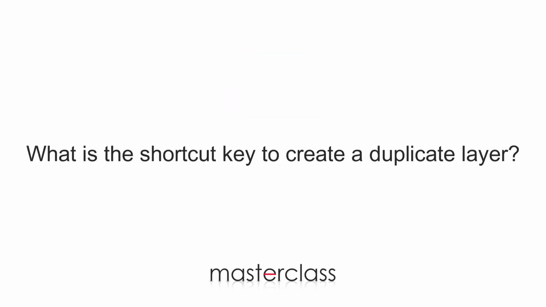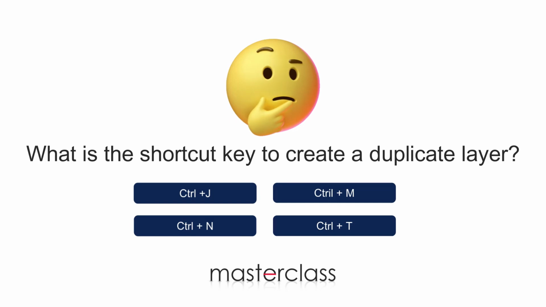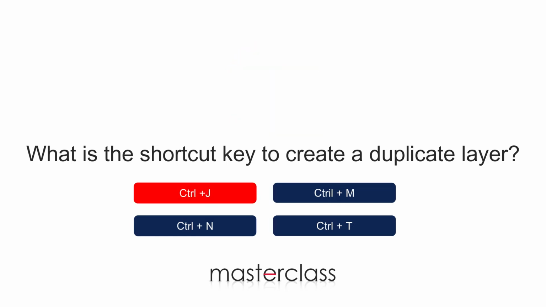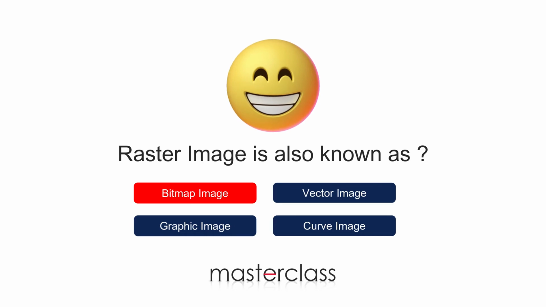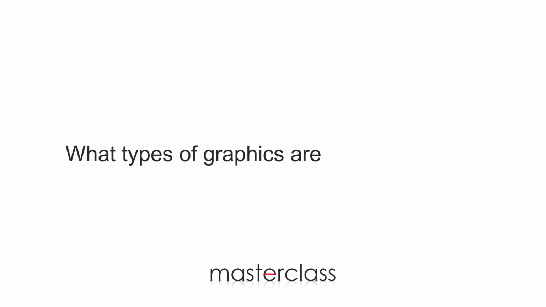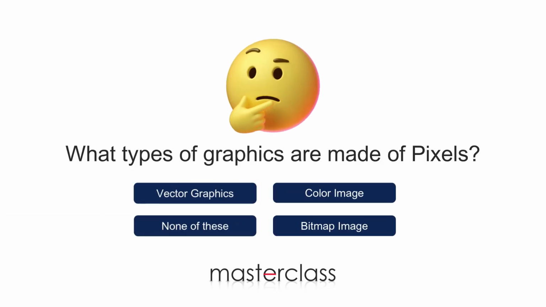What is the shortcut key to create a duplicate layer? Ctrl+J. Raster image is also known as bitmap image. What types of graphics are made of pixels? Bitmap image or raster image?